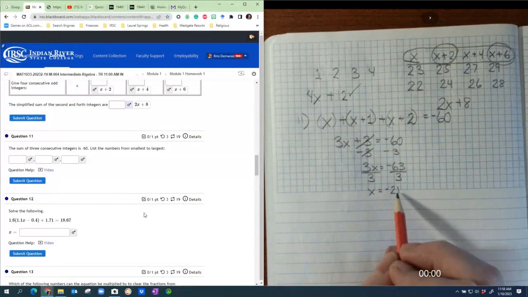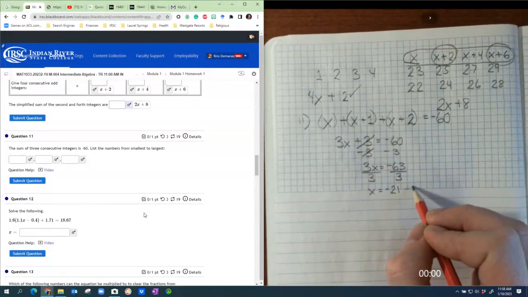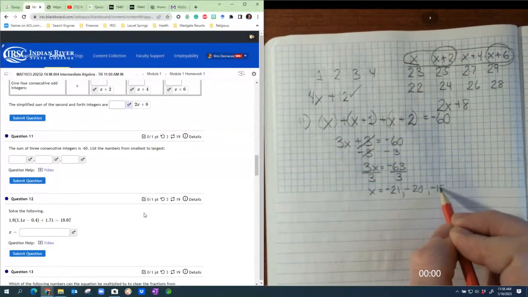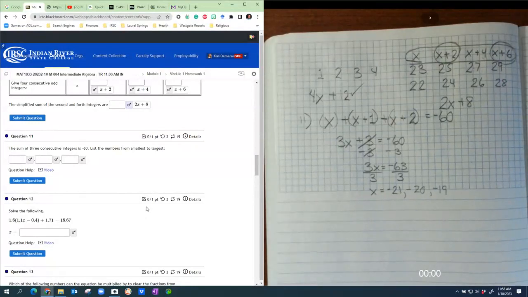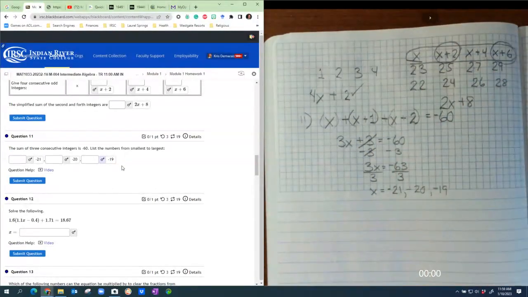Now that we know it's negative 21, the next consecutive integer would be negative 20, and then the next one would be negative 19. That's how you would write it. It's asking us for the least amount, so it would be negative 21 first, then negative 20, and then negative 19. So that's how consecutive integers work. It doesn't matter if it's even or odd or anything. It's the same structure as long as you understand this approach.